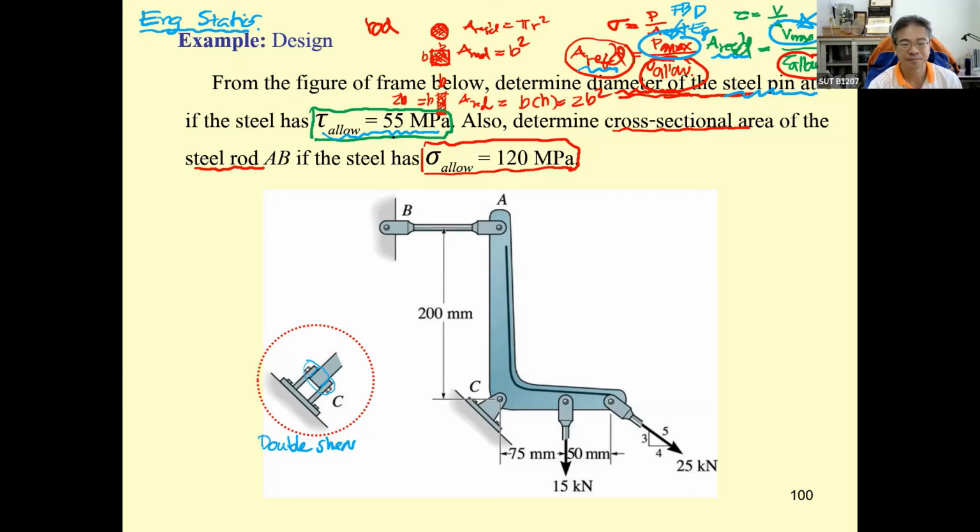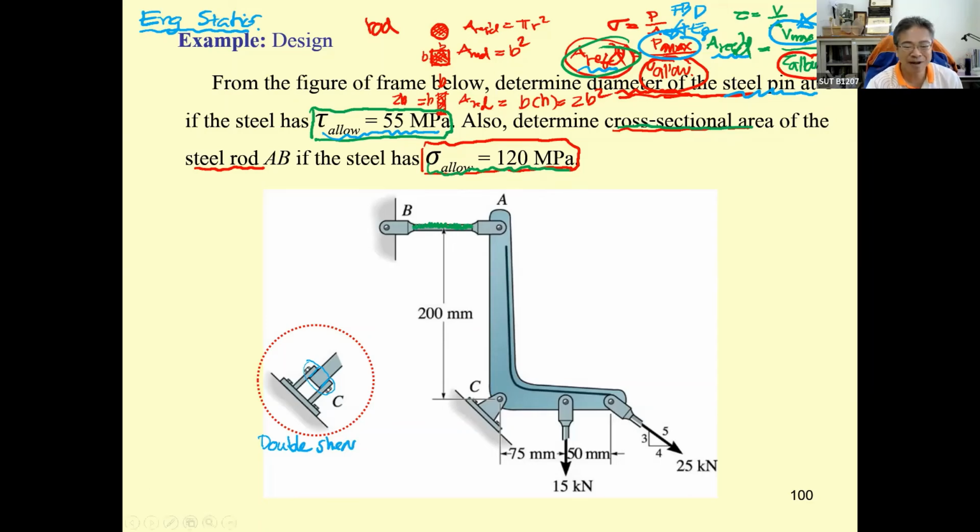And then there is a member over here. That is going to be a two-force member. And they just asked us to determine the area by using the sigma allowable of 120 megapascal.